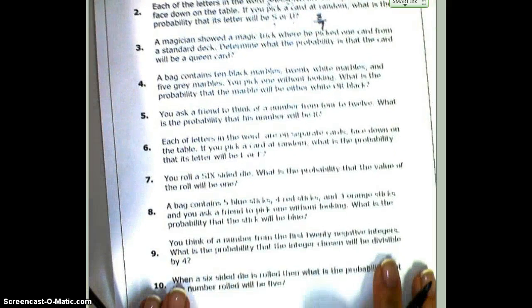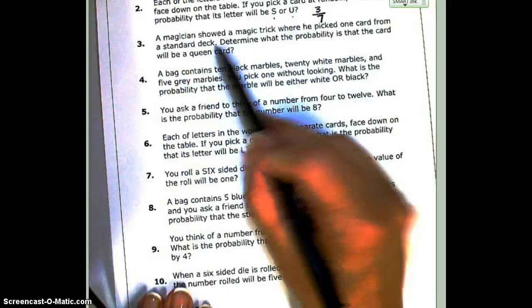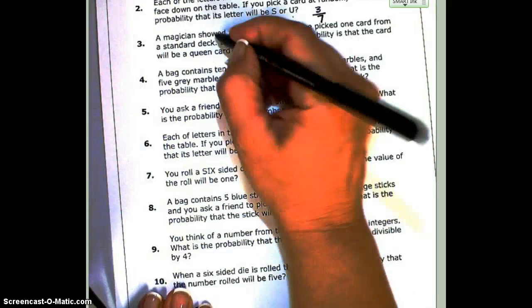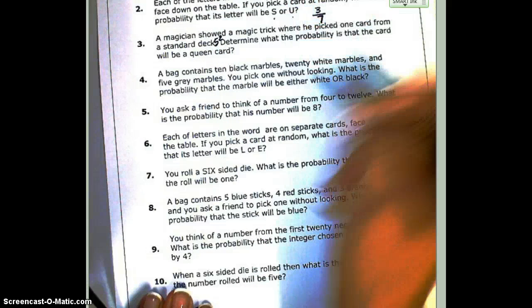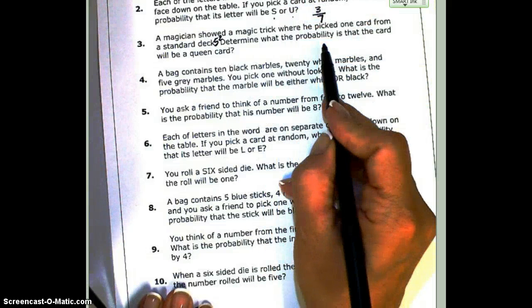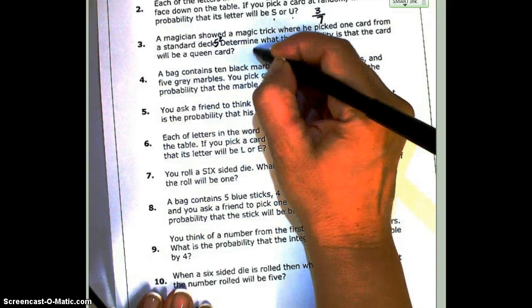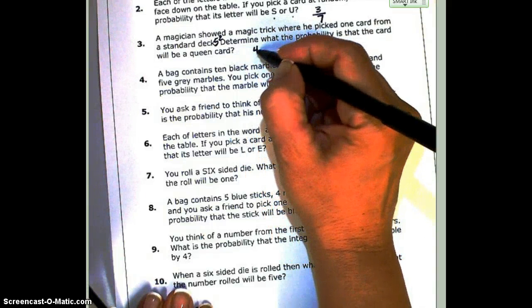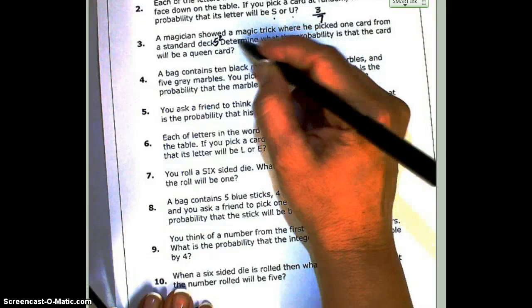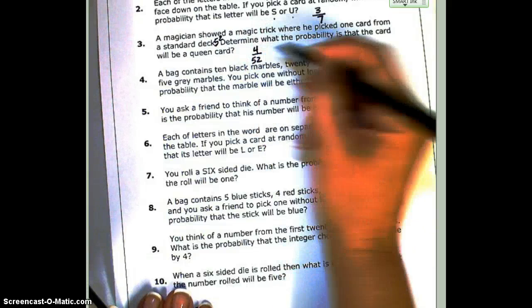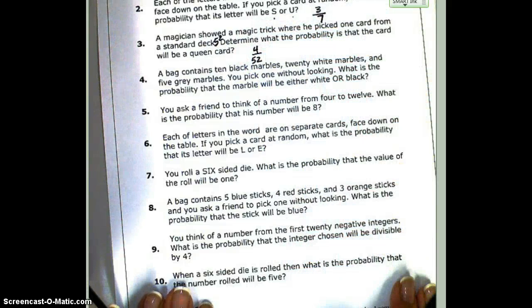A magician showed a magic trick where he picked 1 card from a standard deck. A standard deck has 52 cards. Determine what the probability is that the card will be a queen. Well, in a standard deck of cards, there are 4 queens: 1 club, 1 spade, 1 heart, and 1 diamond. So 4 out of 52 for that one. And again, that one could be reduced if you choose to do so.